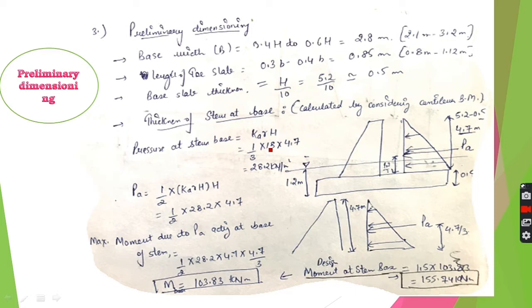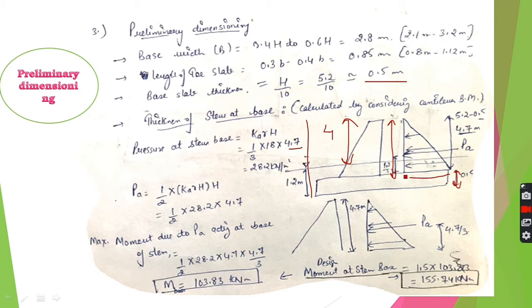Here h is the height of your stem. So the height of your backfill above ground level was 4 meter, and the thickness of base slab you have assumed to be 0.5 meter, and this total height was 5.2 meter. So we have to calculate the height of stem only, that will be 5.2 minus 0.5 meter, which is 4.7 meter. That's why we get here 4.7. Ka is 1 by 3, gamma is 18. So this pressure here we get as Ka gamma h.